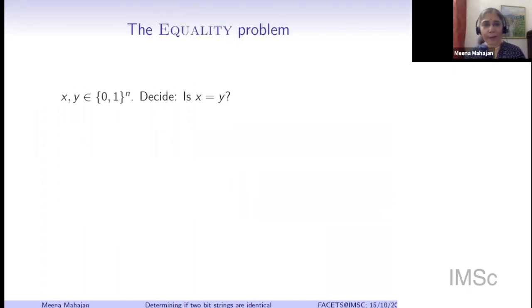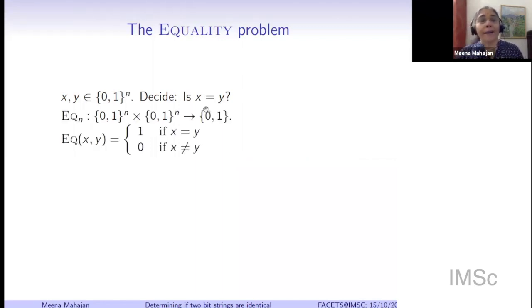So this is the equality problem. We have two bit strings, X, Y. They are over this alphabet 0, 1, and they are n bits long. We want to decide whether they are exactly the same. So we can define this equality function. The equality function, parameterized by n, takes two arguments. The first argument is a bit string of length n, the second argument is a bit string of length n, and it returns a function value. The function value is either 0 or 1. 1 means the arguments are equal, 0 means they are not equal. Okay, so this is the equality function.